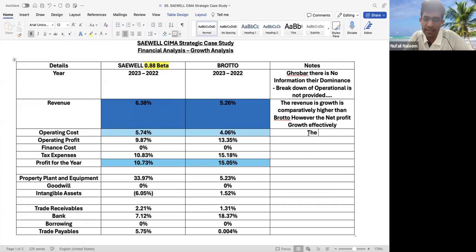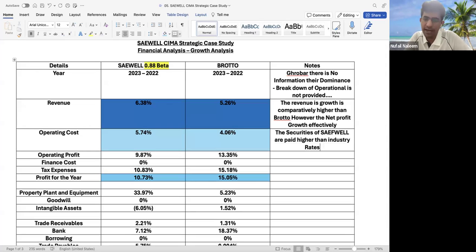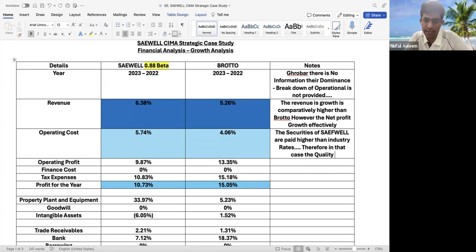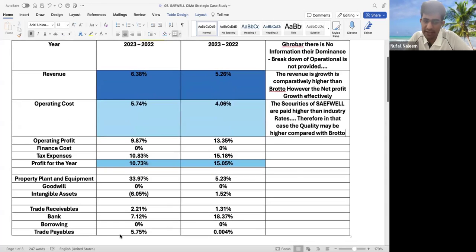Now one thing I can say is the securities of SAEFWELL are paid higher than the industry rate. Students, can you remember that it was clearly mentioned that the securities in CIMA is paid higher than the industry rate? Can I get a Y in the chat box, students, if you are clear with that point of view? Because we are paying higher than the industry rate. Therefore, in that case, the quality may be higher compared with Brutto. So that is one factor, students, to be considered.